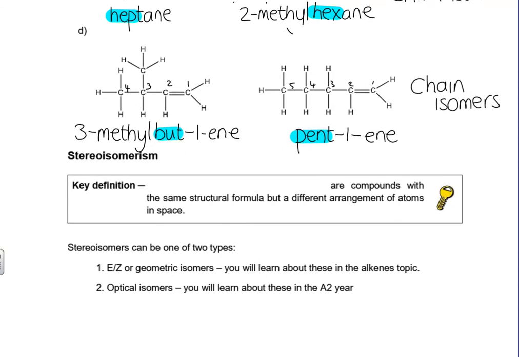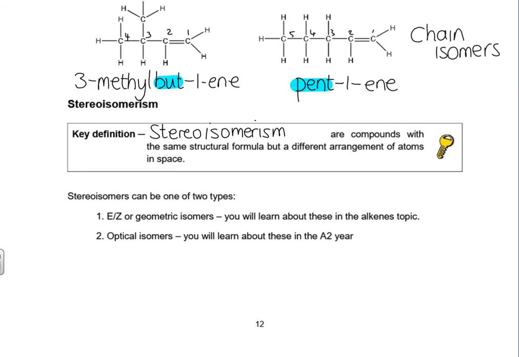So at the bottom here, we've got a little bit of an introduction to another term, the other type of isomerism called stereoisomerism. That's something we're going to come across later in the course. We're not going to cover it at this stage. It's to do with their arrangement in space. Okay, there's 2 types. There's going to be EZ or geometric, which we're going to look at in the alkenes topic. And then we've got optical isomers, which we're going to learn about in the second year of the course. Okay, so these are slightly different. We're going to come back to them at different times in the course. So that's it for our brief introduction to isomerism.